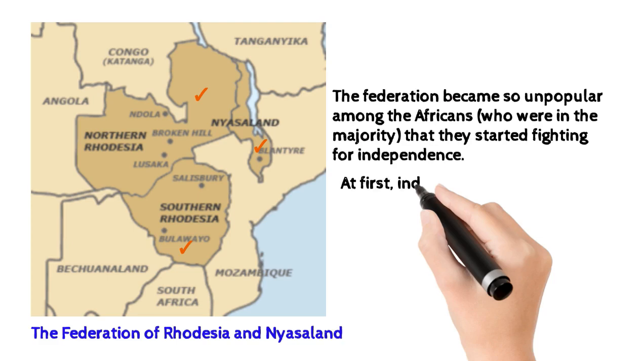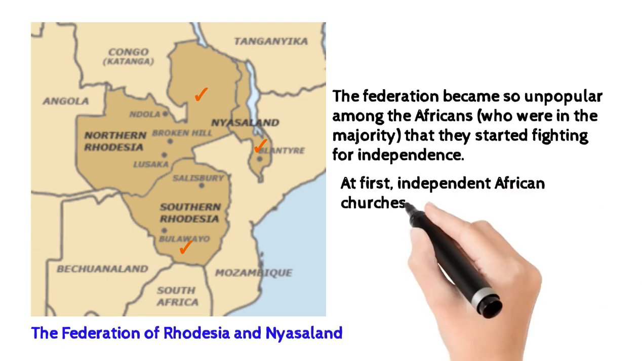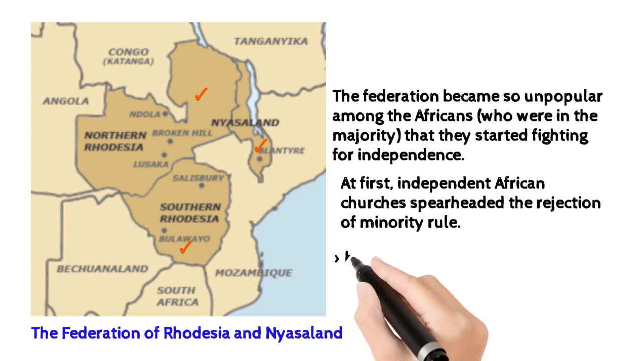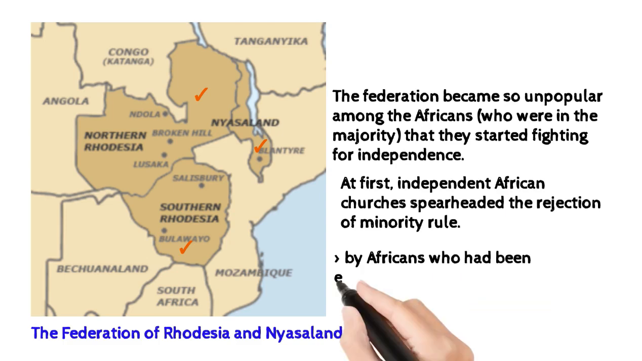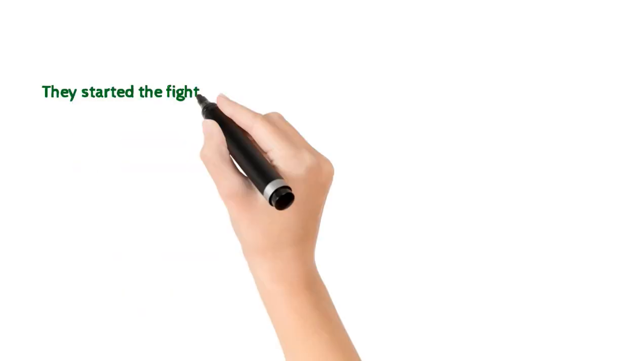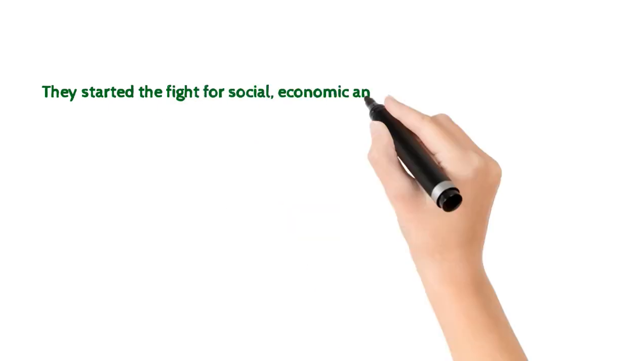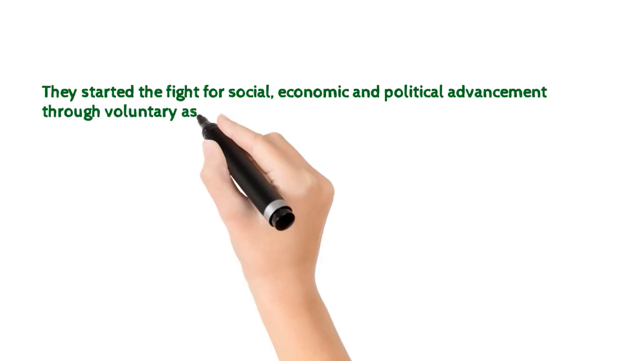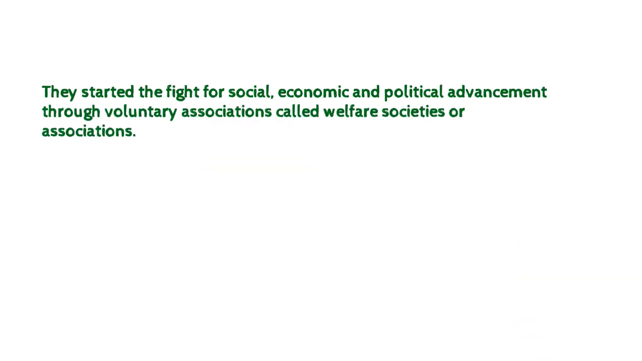At first, independent African churches spearheaded the rejection of the federation. They were later joined by Africans who had been educated by missionaries. They started the fight for social, economic, and political advancement through voluntary associations called welfare societies or associations.